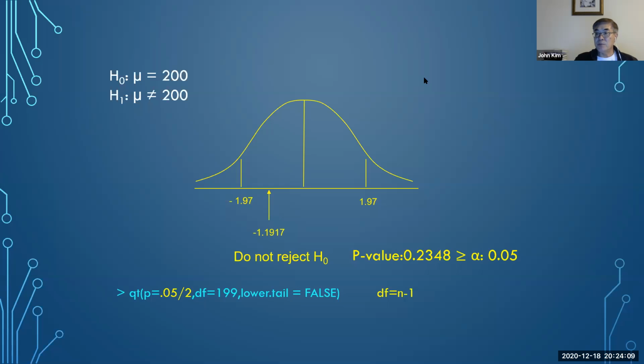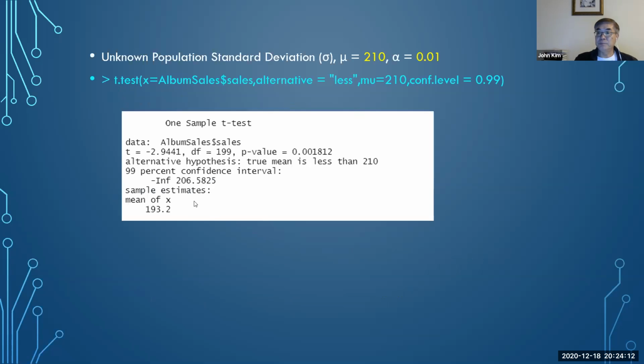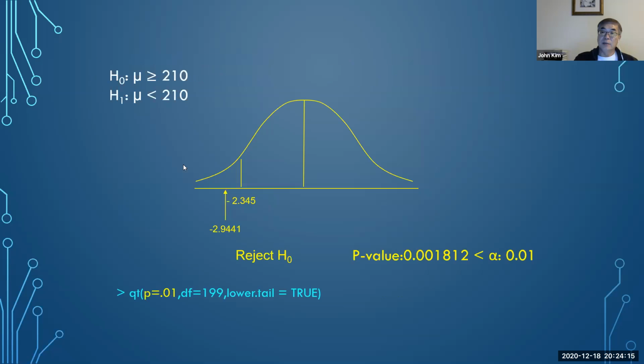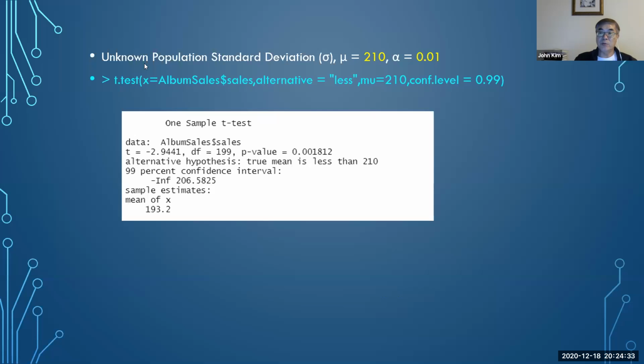And next one, the same data, but one tail, the left tail. The question is whether the sales is less than 210. Test that using a t-test because we don't know the population standard deviation. So mu, the population mean, is 210. If alpha is 0.01, then the confidence level is 0.99 and mu is 210 using a t-test.